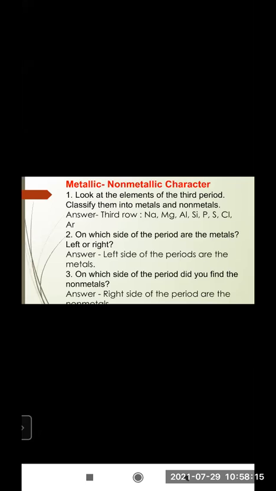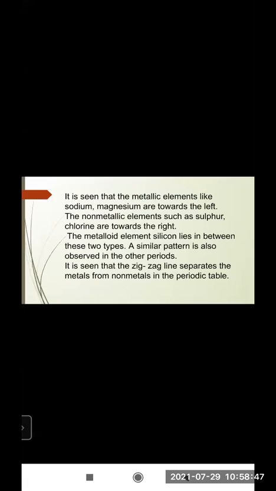Then, on which side of the period are the metals, left or right? The left side of the periods are the metals. Whatever is on the left side of the periods are all metals. And on question number 3, on which side of the period did you find the non-metals? The right side of the periods are the non-metals. So remember that the left side of the periods are the metals and the right side are the non-metals. Clear? I will see more in detail about this metallic and non-metallic character.